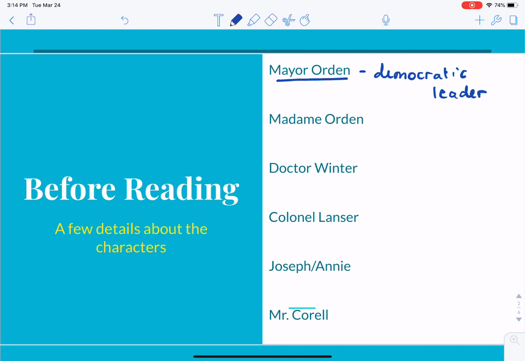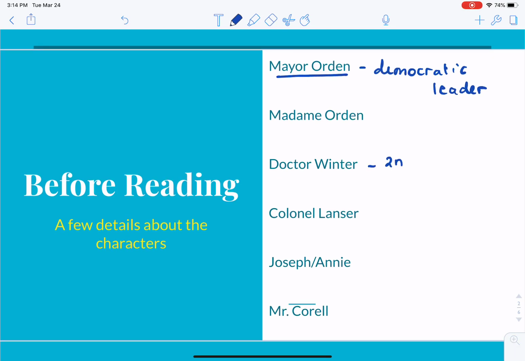Now, he has a wife. She's a minor character for the most part. Her name is Madam Orden, and we'll see her in Chapter 1. Mayor Orden has a second in command, and that is Dr. Winter. Now, he is an actual medical doctor, but he also helps Mayor Orden run the town.